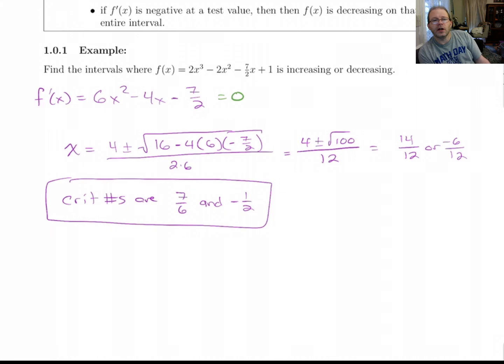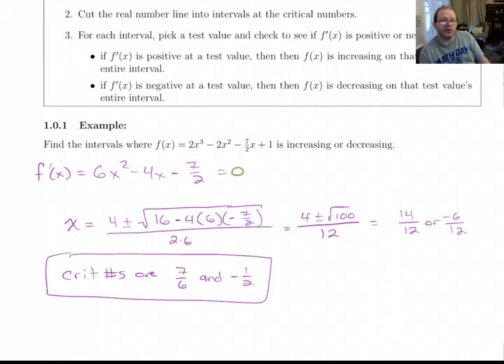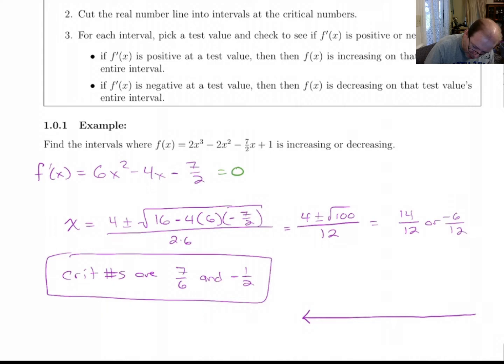Now we need to cut up the number line. Cut the real number line into intervals at the critical numbers. So I'm going to come over here and draw my real number line. I'm going to cut it up here at negative 1/2 and positive 7 over 6. Now, don't put any additional numbers on there. Some people say, here's my number line, put 0. Don't do that. The only numbers you want in here are the numbers where you're cutting it up.